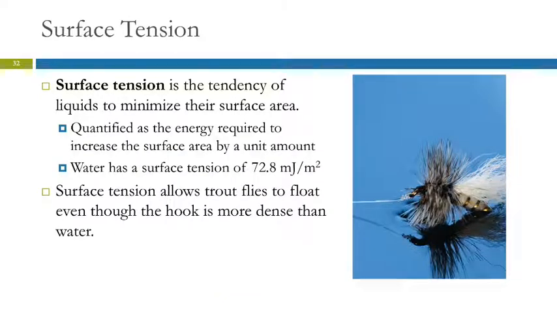So what is surface tension? It's the tendency of liquids to minimize their surface area. There's a fly, like you might use for fly fishing, and it will float on top of the water because it's sitting on top of the surface tension. Of course, we can quantify surface tension. It's the energy needed to increase the surface area of the water by a specific amount. Water has a surface tension of 72.8 millijoules per square meter. Different liquids have different surface tensions.